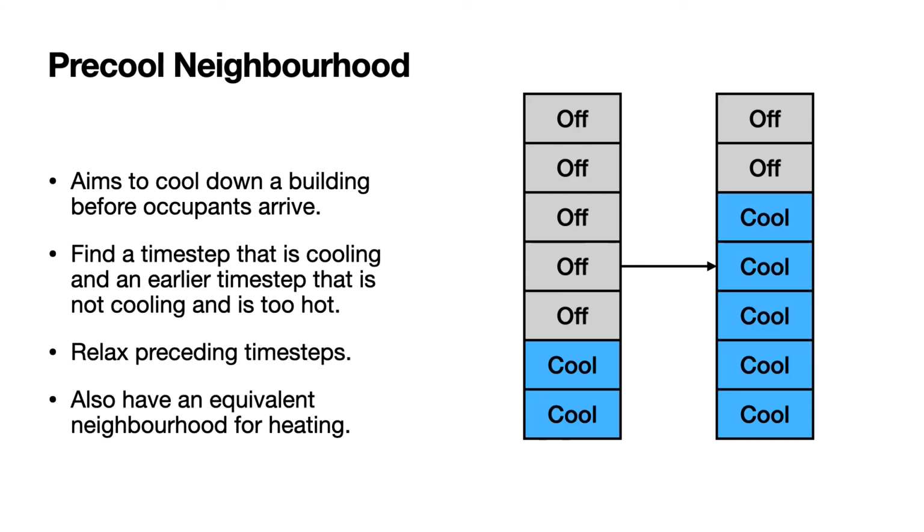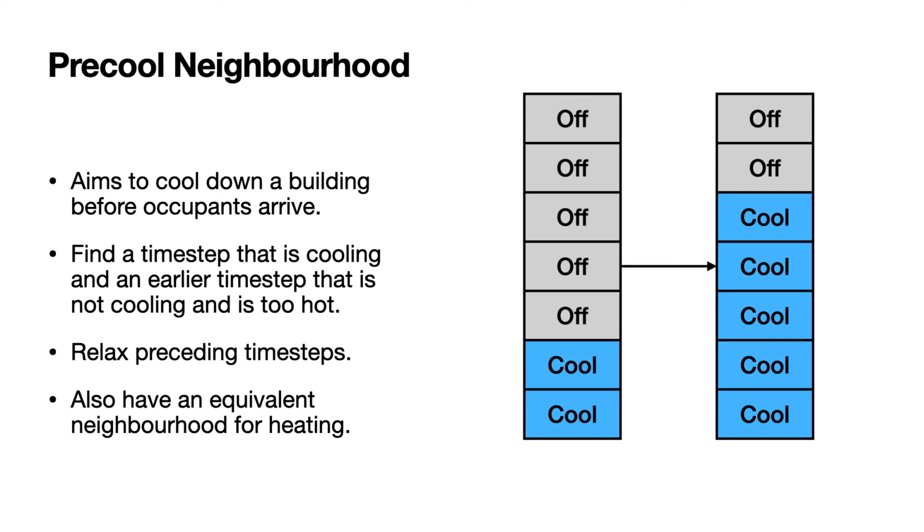The next neighborhood is the Precool neighborhood. This neighborhood tries to cool down a building before the occupants arrive. It finds a time step that is cooling but still too hot, and then it finds an earlier time step that is too hot but is either off or heating. It then relaxes all the time steps in between.